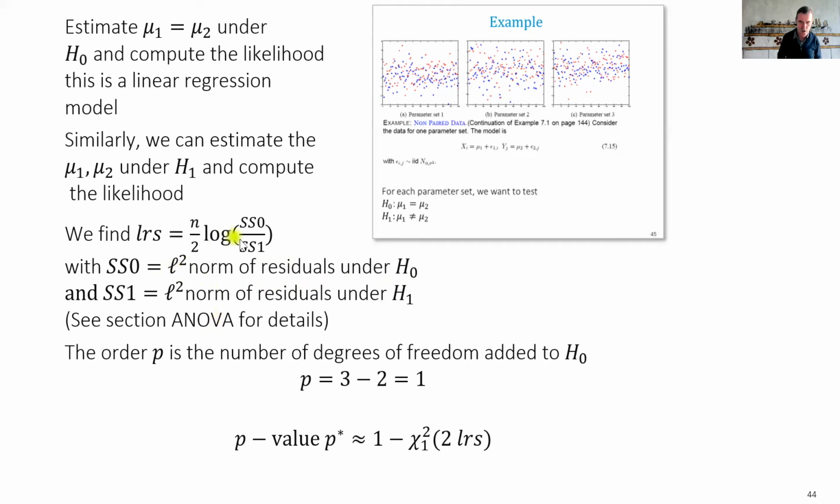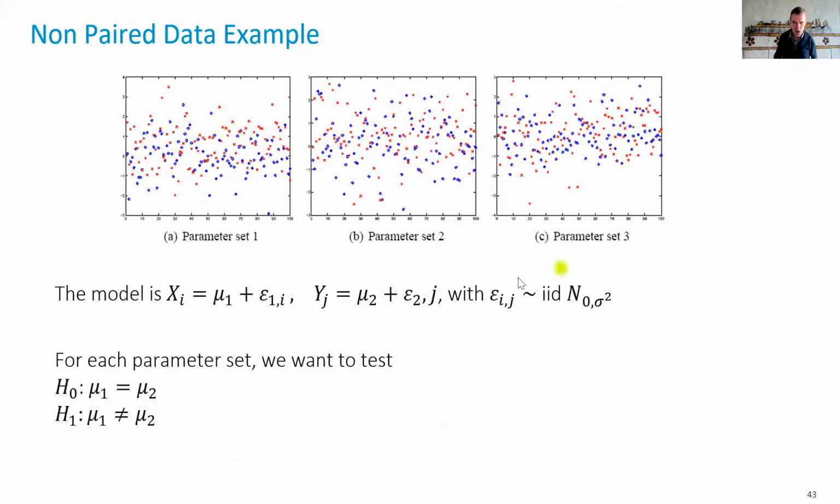This general formula is explained in the lecture note, but is available in many references. So that tells us what is the likelihood ratio statistic here. I multiply it by 2, so n log SS0 over SS1. That gives me the argument that I have here. I still need to compute the number of degrees of freedom. So for that, I need to reason about my model. What is the general model? The general model is given here.